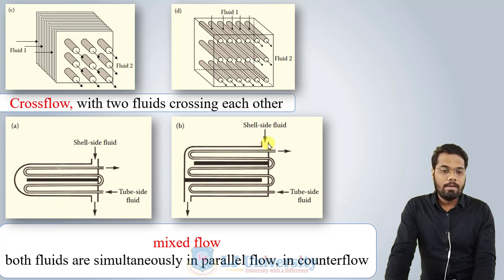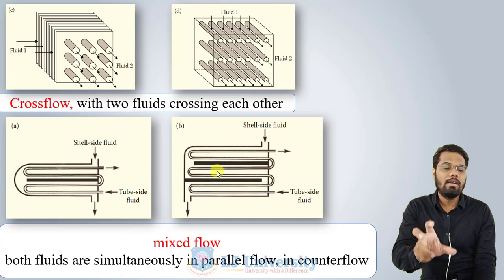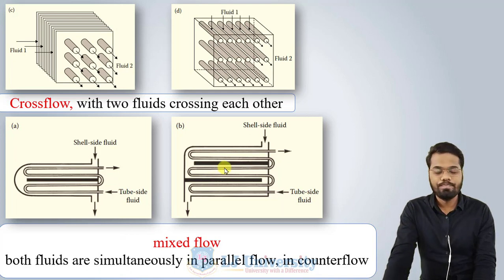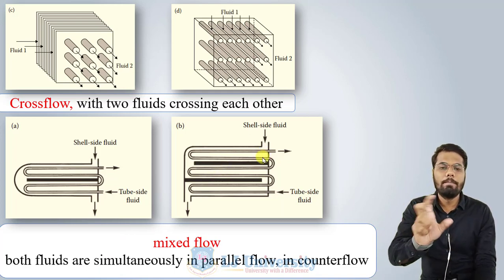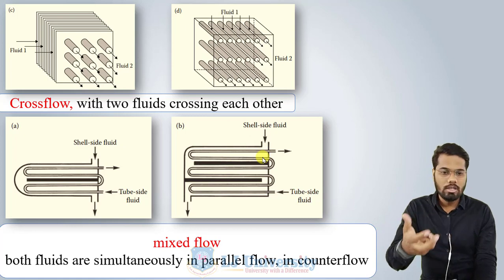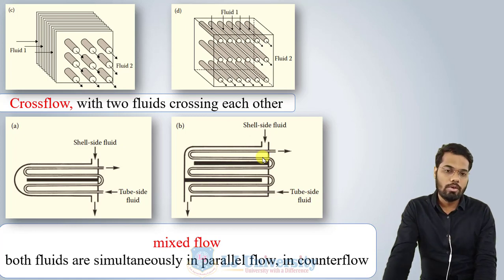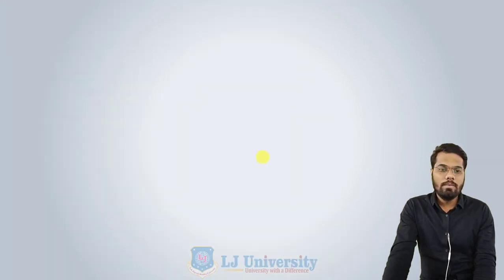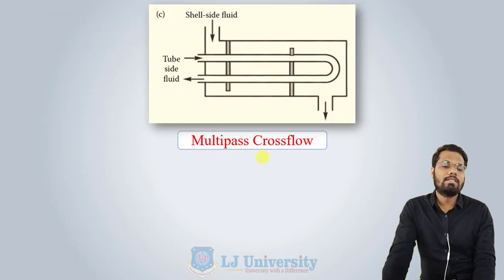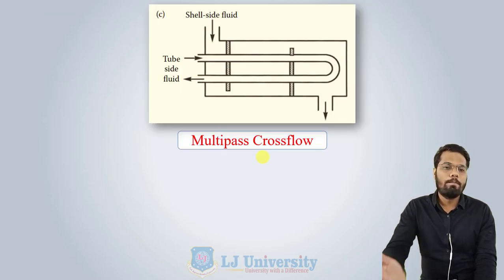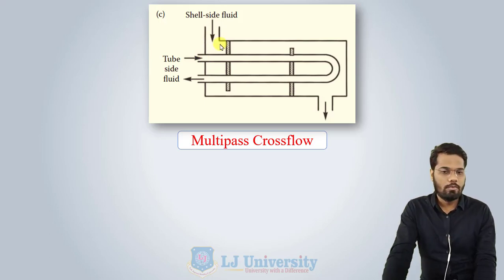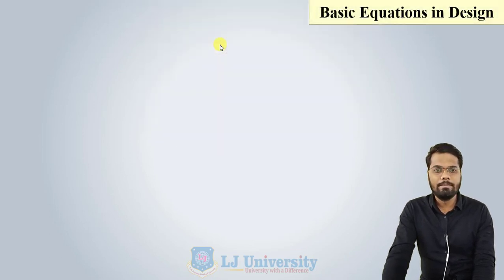This is the second example of the mixed flow. Both fluids are flowing simultaneously in parallel flow as well as in counter flow. So for one pass it may be in parallel, and for another pass it may be in counter flow direction. The next one is the multi-pass cross flow. When a number of passes are used in a shell and tube type heat exchanger, the flow pattern is known as the multi-pass cross flow. So these are the flow patterns which are generally used in a heat exchanger.